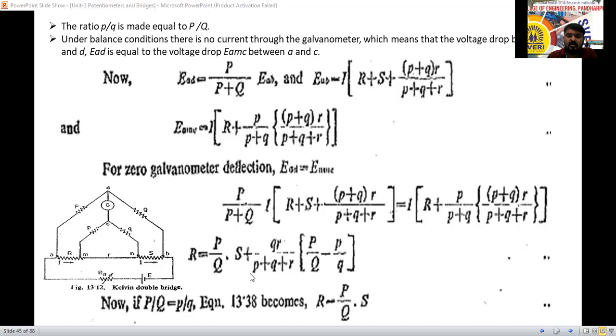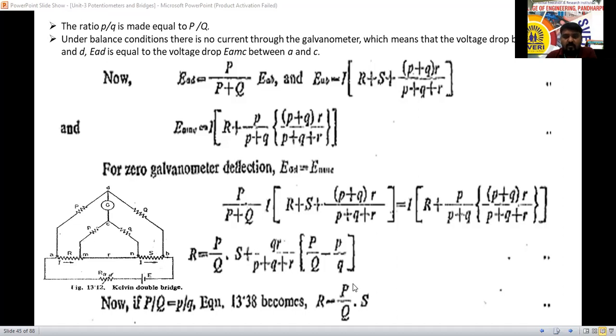Yes, here. If the outer arm ratio is equal to the inner arm ratio, we get R equal to P by Q. If the capital P by Q ratio is not equal to the small p by q ratio, then we have to use the same formula, this one. All of you write this formula and this one, both formulas, down on one paper.